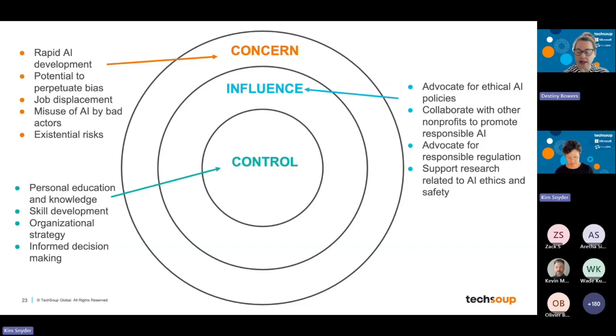What kind of guidelines, what kind of education, what kind of decisions do we need to make around the use of AI? And so that's hand in hand with education, but this is where you do have the control piece. So you can correlate some of the concerns with influence and some of these also with the actual control of what you can and can't do or what you should or shouldn't do.